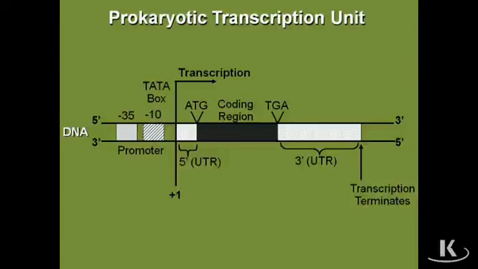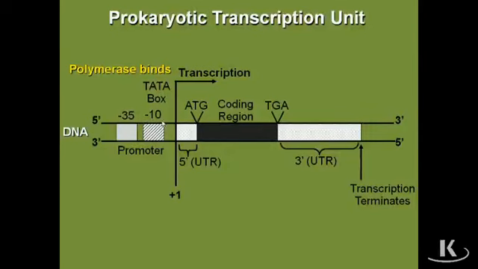Let's now take a closer look at a prokaryotic transcription unit. That's what's being depicted here. A prokaryotic transcription unit, you remember, is going to have a promoter element and then a coding region. Remember that the promoter region is where the polymerase is going to come in. It binds to this promoter region.